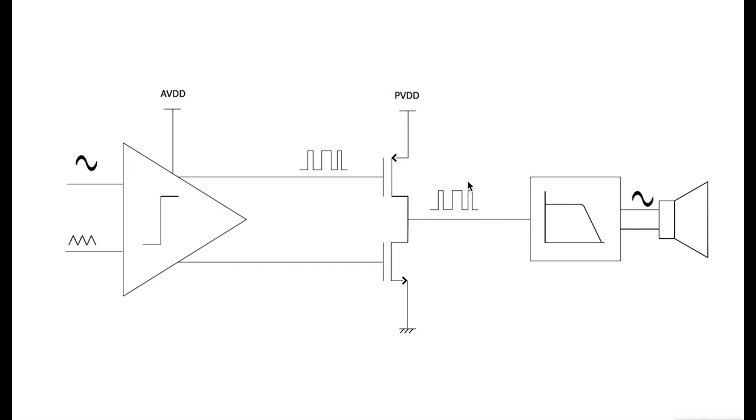Of course, the output square wave can't be used to drive a speaker directly. So we have a low-pass filter to filter out the high-frequency components, and the time average of the square wave is recovered as the audio signal driving the speaker.